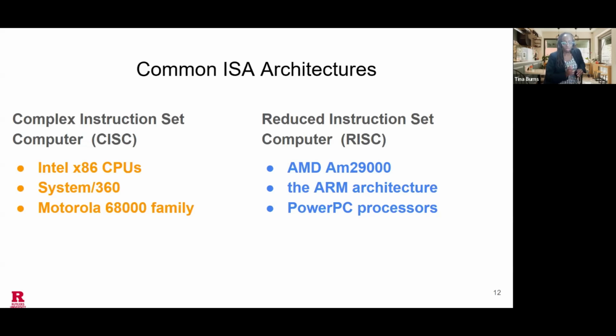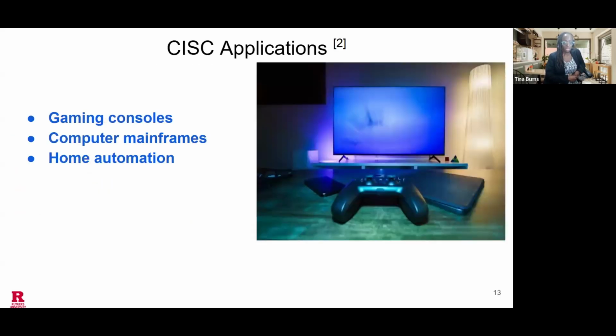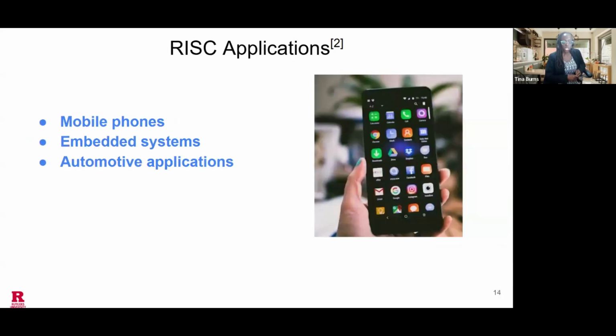You might see that in the RISC and the AMD AM29000, ARM architectures, PowerPCs. You'll see them used in a lot of your mobile devices, so your cell phones, tablets, etc. For your CISC applications, you'll see them in gaming consoles, computer mainframes, and home automation. And RISC is going to be more for embedded things, automotive applications, and mobile phones, as I stated already.